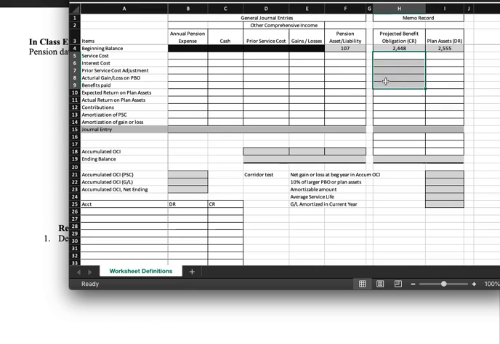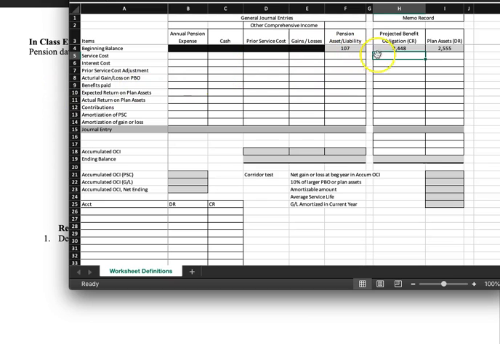Service cost, interest cost, PSC adjustments, that's if we made a change this year. Actuarial gains or losses on the PBO, again, that's if they change the service life expectancy or if they change the final salary expectations. We have none of that in this problem because it does not mention that they made any changes from an actuarial standpoint. And then the last thing is the benefits paid. So let's talk about our PBO and service costs.